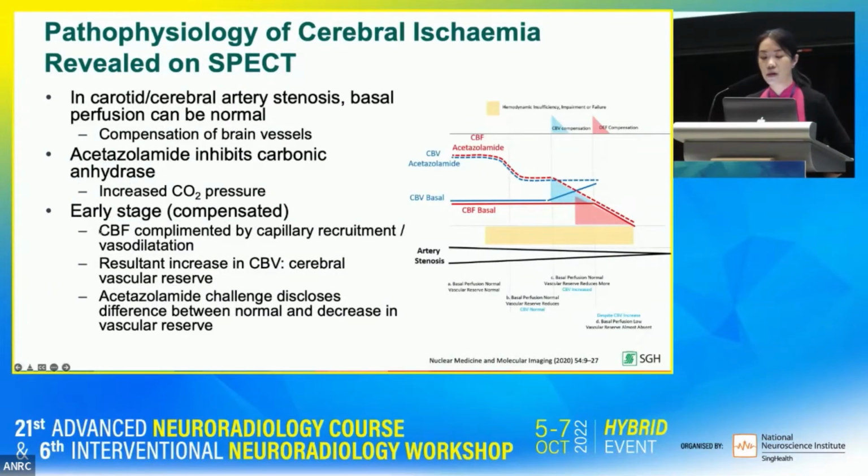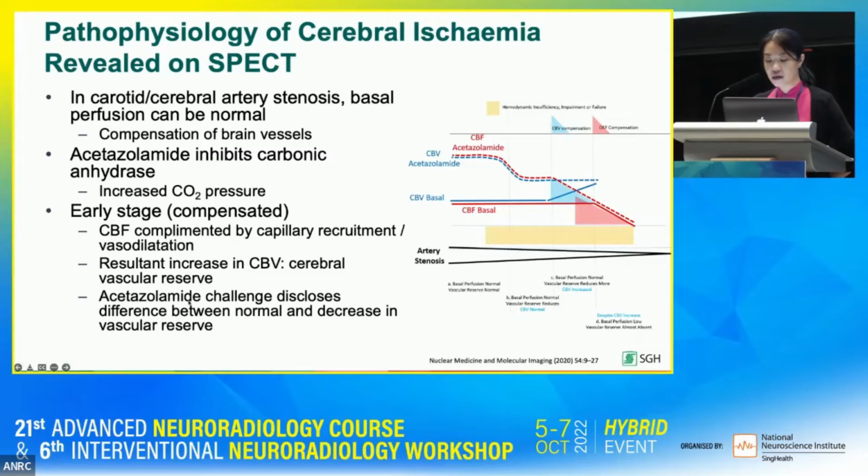So we'll talk about the pathophysiology of cerebral ischemia that's revealed on SPECT imaging. In carotid or cerebral artery stenosis, the basal perfusion can be normal because of the compensation of brain vessels. So what we do is give a pharmacological stress in the form of acetazolamide, which inhibits carbonic anhydrase and hence increases the carbon dioxide pressure. In the early stage, when the ischemia is compensated, the cerebral blood flow is maintained by capillary recruitment as well as vasodilatation, and there's a resultant increase in the cerebral blood volume. This is what we call the cerebrovascular reserve.